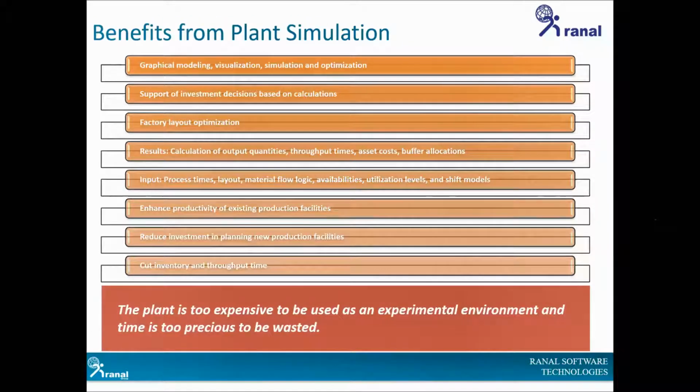So let's also look at what are the benefits which plant simulation offers. It's a graphical modeling solution, so that means that you can look at your plant in a realistic manner, getting in the actual CAD data of your machines to have a representation. Then support of investment decisions. Factory layout optimization is also something that you can look at. You can look at what are going to be your output quantities, what are the throughput times, the costs involved, the buffer allocations.